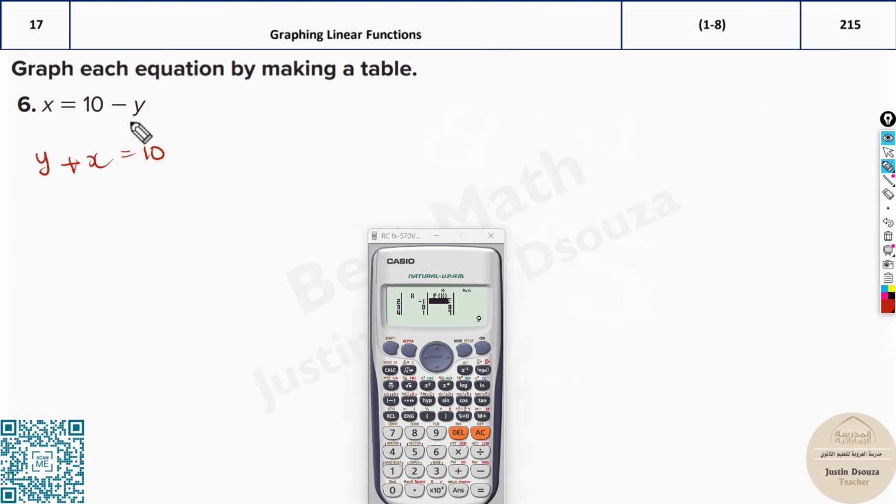See, in this step, what I did is only this minus y to the other side became plus y. Now then, I don't want this x here. I will take it to the other side. It will be minus x plus 10. That's it. And over here, you need to just type this minus x plus 10. That's the only difference. And starting is at minus 2, ending is at 2, and step is 1.